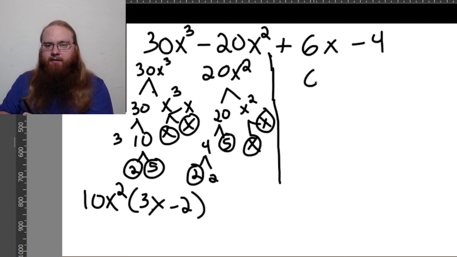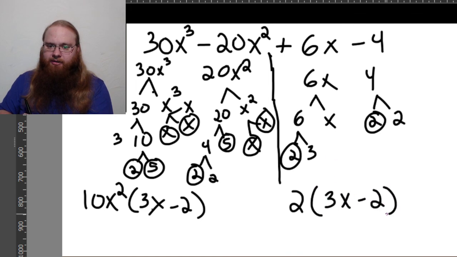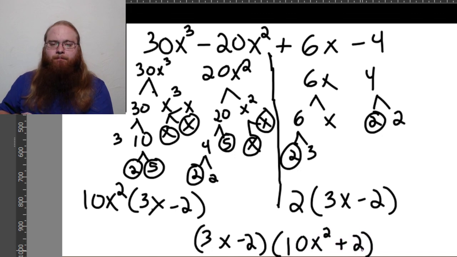Over here, let's go ahead and factor 6x and 4. 6x becomes 6 and x. 6 becomes 2 and 3. 4 becomes 2 and 2. I know these are the really easy ones, but you guys like these. Take a 2 out, so you're left with 2 on the outside, and a 3x minus 2 on the inside. Now, are our binomials the same? Yeah. So that means that's the first part of our answer. So that 3x minus 2 is the first part of our answer. And the second part is going to be made up of the 10x squared plus 2.